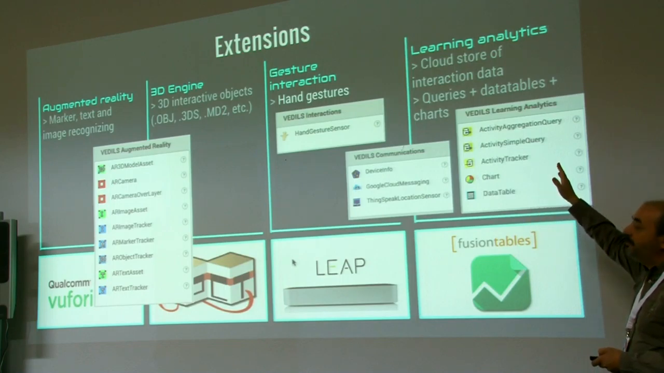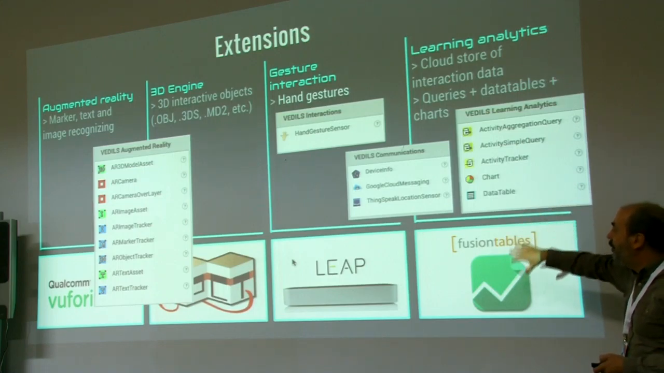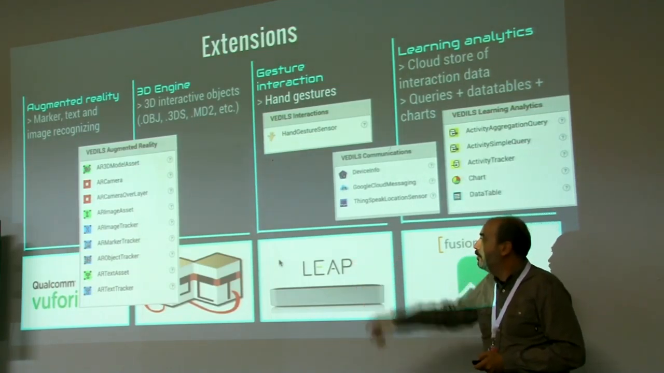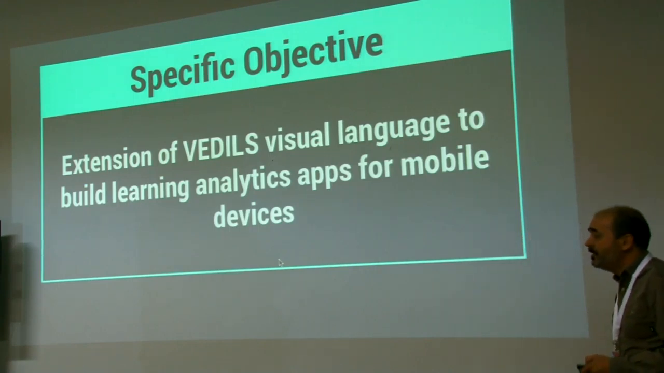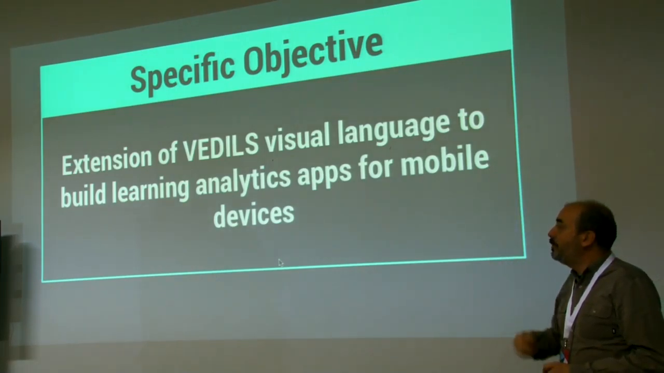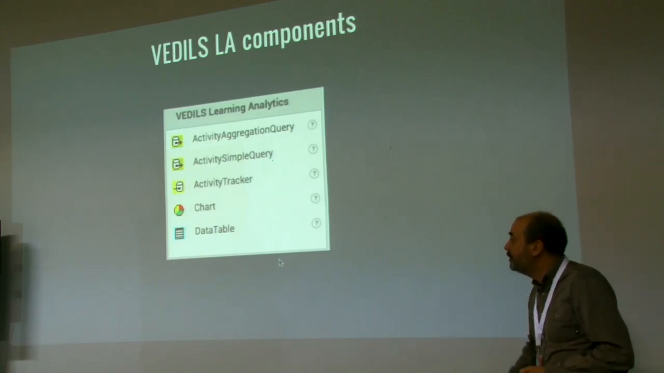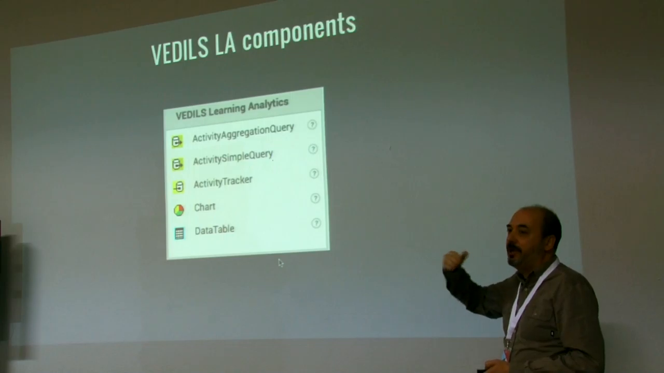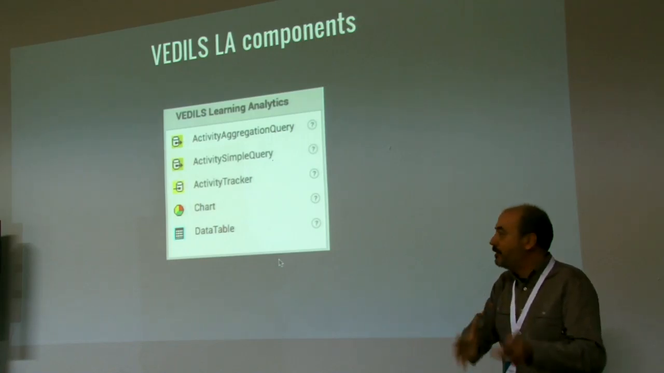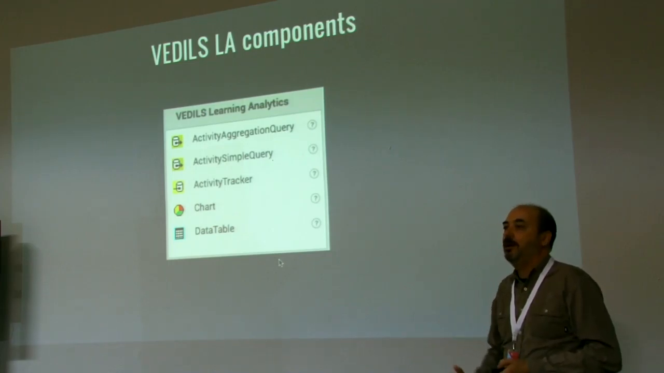The focus of this work is the very last developed component, the learning analytics component, which is built on top of Google Fusion Tables and compiles all the interactions that happen with all of these elements. This specific objective is the section of our Vedis augmented environment to build learning analytics apps for mobile devices. We have built a new palette of elements to provide the author the ability to define simple queries, aggregated queries, data tables, and charts, and to put them on a mobile interface.